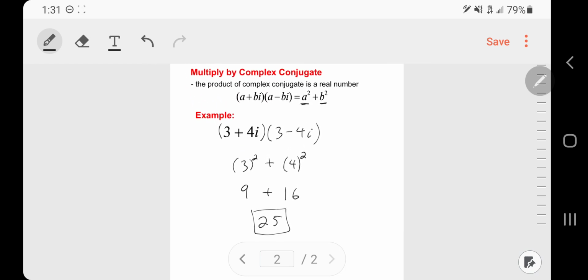Now again, the reason it's so important when you're multiplying by the complex conjugate is because when you multiply a complex number times its conjugate, you will always get a real number, which again is super important when you're rationalizing, dividing with complex numbers.